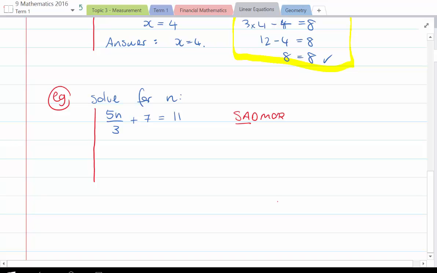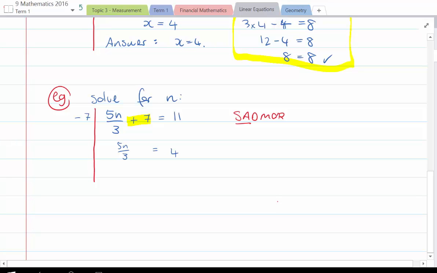So the first thing we have to worry about is we've got this plus 7 here. So to get rid of or undo that add 7 we have to subtract 7. So if we subtract 7 from both sides, we've got 5n on 3, and 11 take away 7 gives us 4.